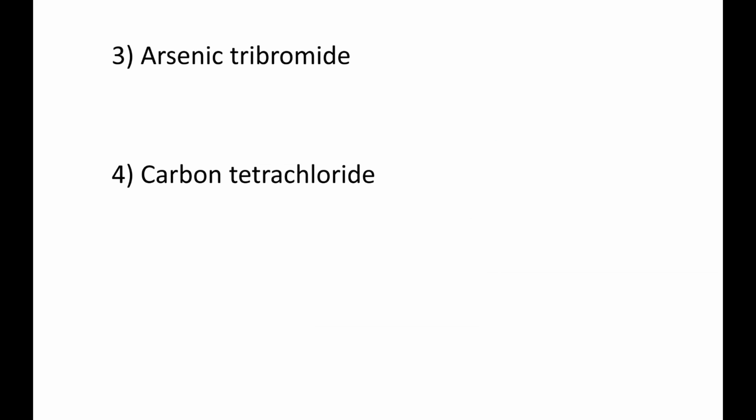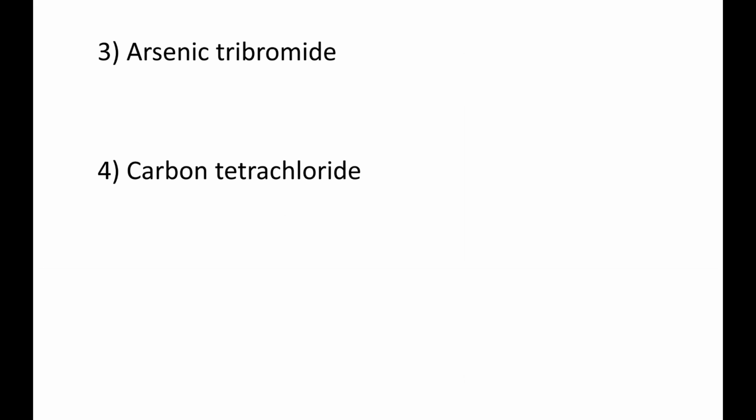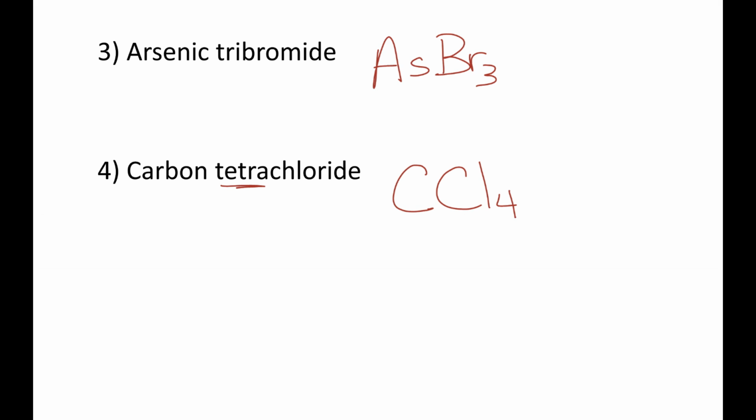Okay, let's look at this one. Arsenic tribromide. Arsenic is As. Tribromide, Br3. Then we have carbon tetrachloride. That's pretty much it.